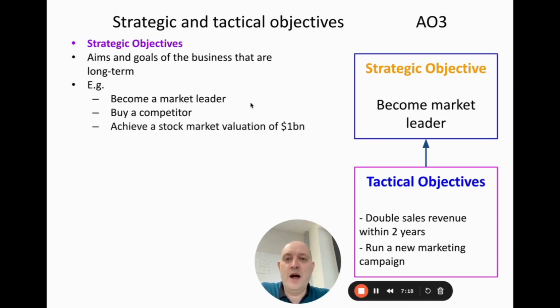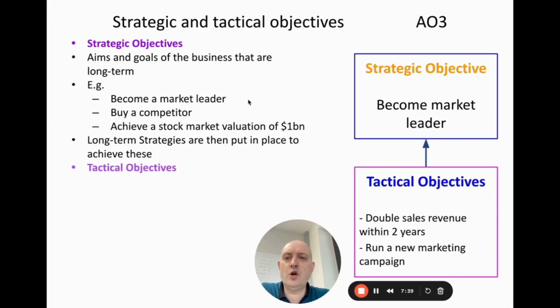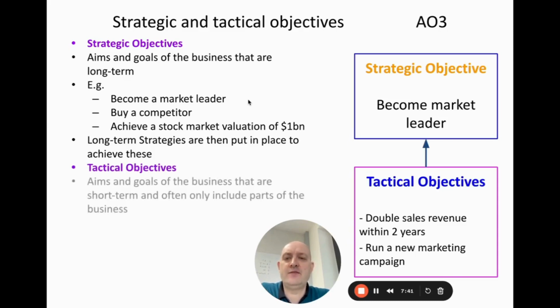For a business, maybe they can become market leader next week. But in general, it's going to take a fair amount of time to actually achieve these. Another one might be to achieve a stock market valuation of 1 billion. And then the business is going to put long-term strategies in place to actually achieve these strategic objectives.